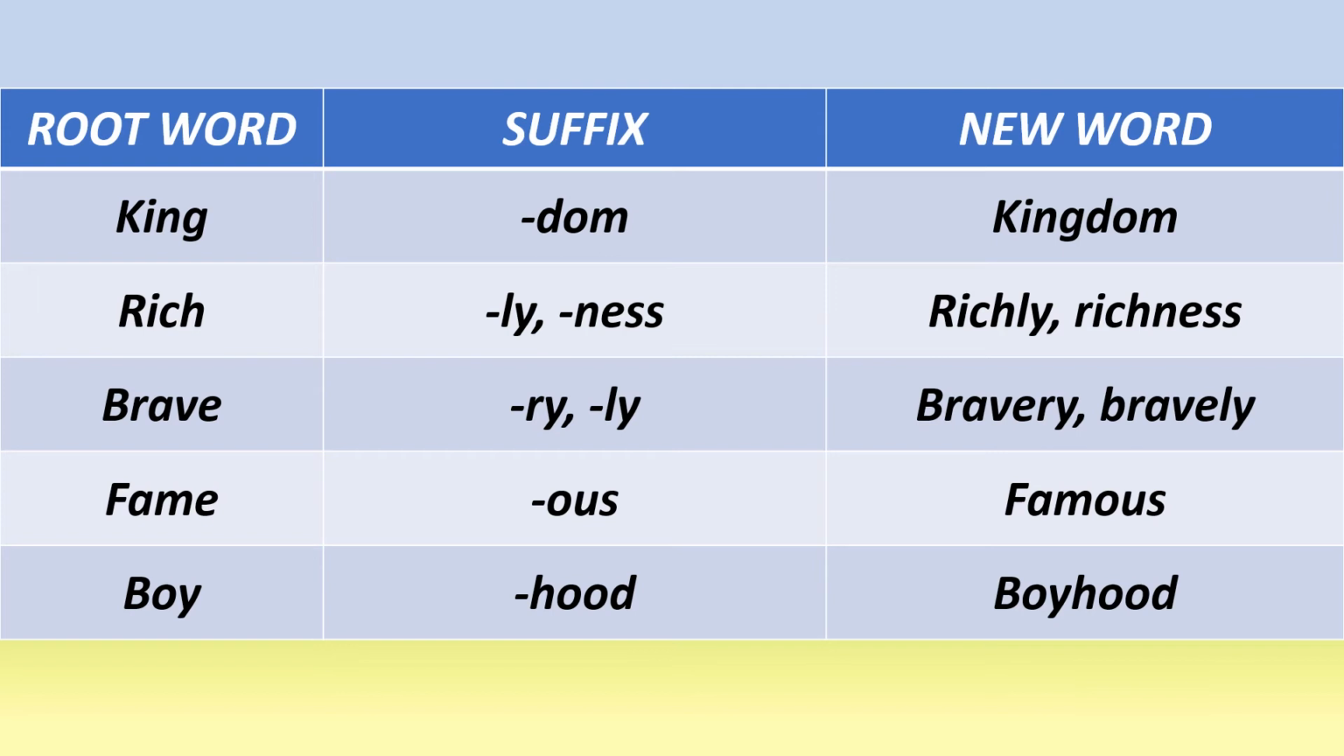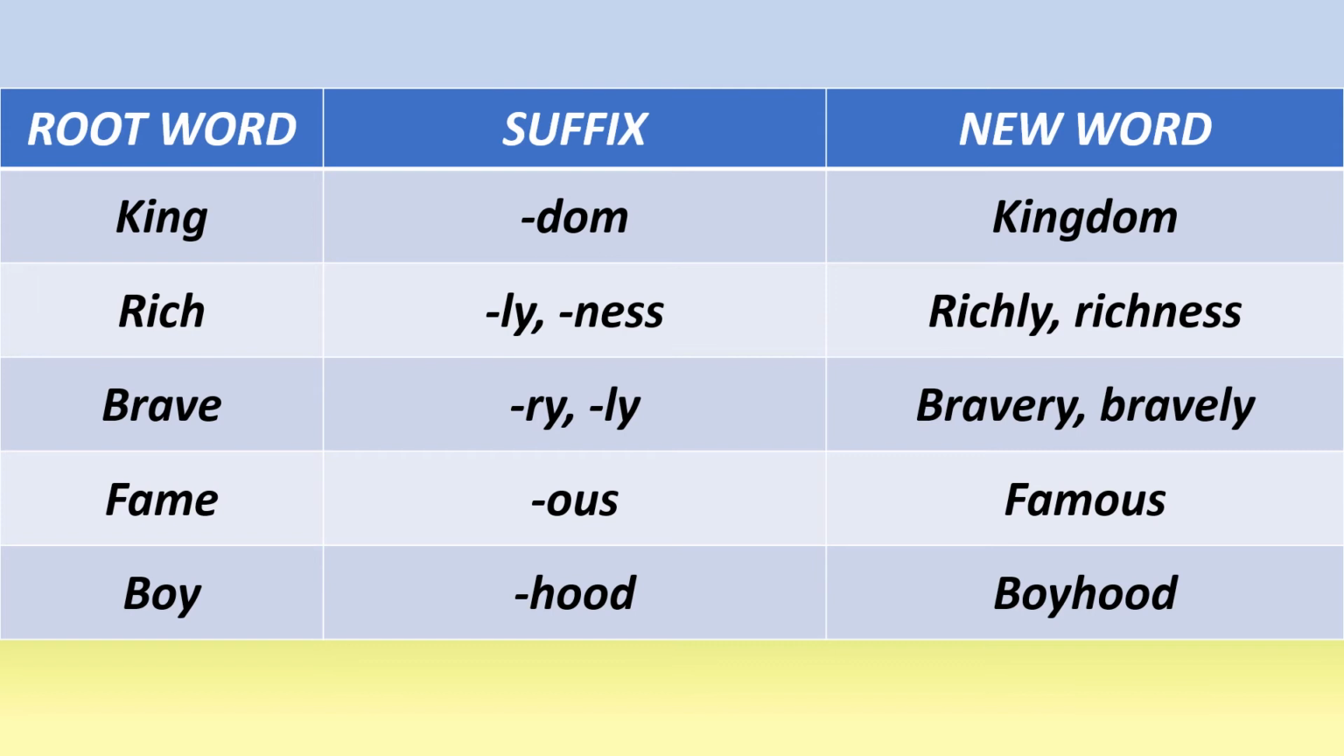And the third one, brave. This is the root word. Here again, we can add two different suffixes. By adding ry, we will get the word bravery. By adding ly, we will get bravely.